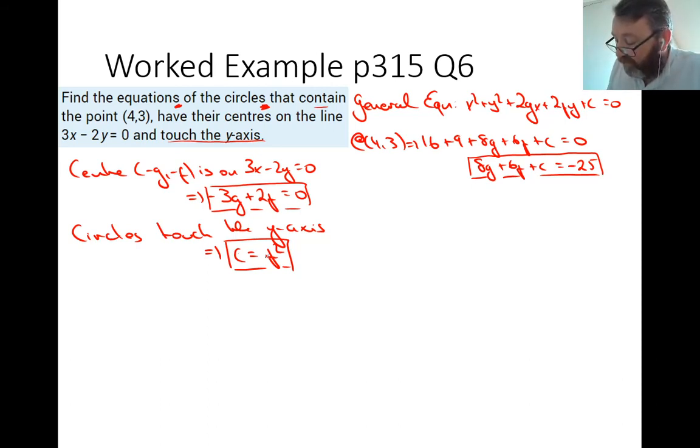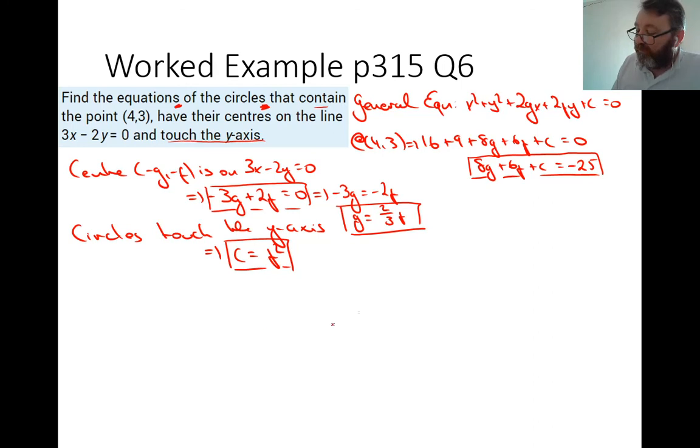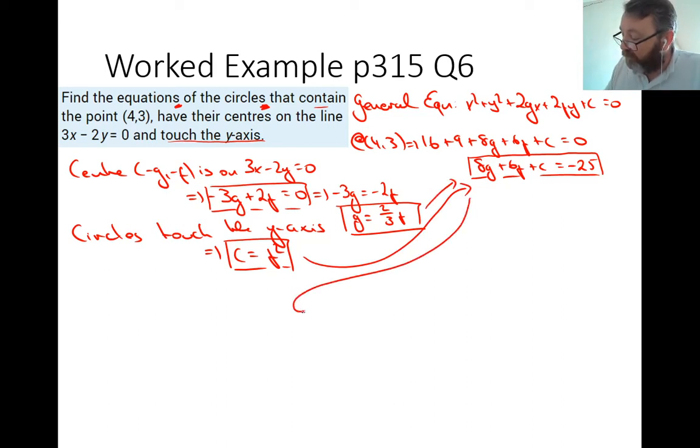I have c in terms of f, so I'm now going to get g in terms of f. So let's just go back up here and manipulate this. Minus 3g is equal to minus 2f, which means g must be equal to 2 over 3f. So there's g in terms of f, there's c in terms of f. So up here, all I've got to do is take both of these, back up to this equation here, and put them in, and let's see what happens.